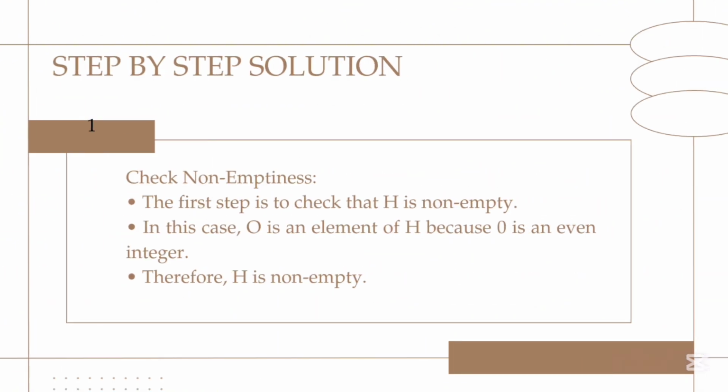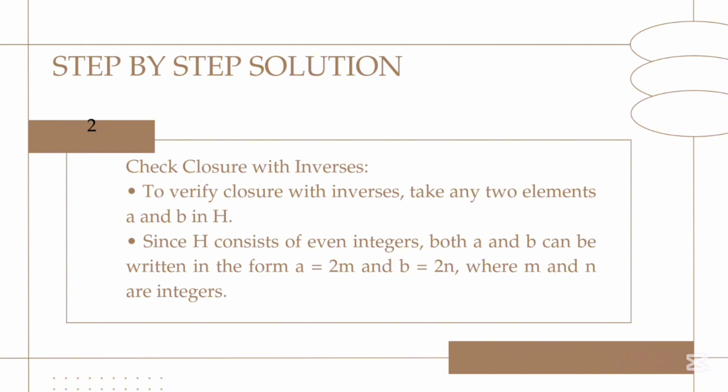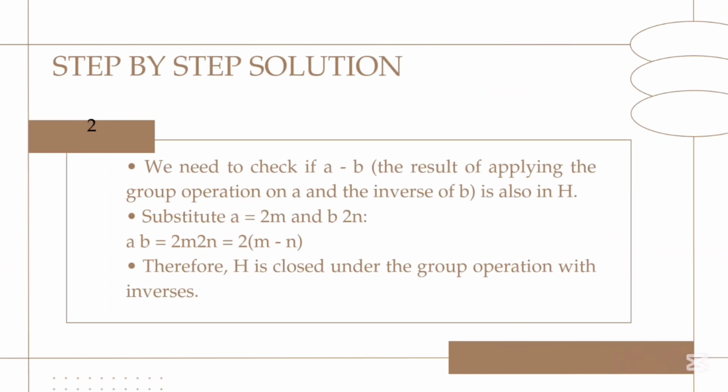So here is the step-by-step solution. First, we check the non-emptiness. Since 0, an integer, is in H, we meet this requirement. Next, we verify closure with inverses. For any even integers a and b in H, their difference, a minus b, is also an even integer. This shows that H remains closed under the group operation. So it satisfies the one-step subgroup test. Therefore, H is indeed a subgroup of G.